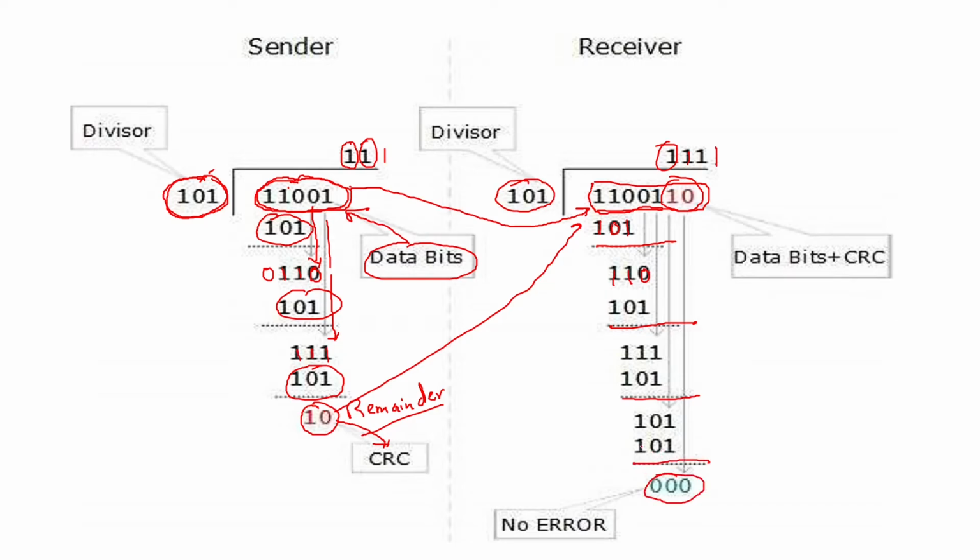When you divide the complete code word, that is data bits plus the remainder, with the same divisor, if the remainder comes as 0, then there is no error and the data is accepted. But if a remainder exists, then there is an error and the data will not be accepted. That means the same division process you did at the transmitter to find the remainder, you have done here with the complete code word. When you add the remainder to the actual data, the remainder for that process should come as 0. If it is coming 0, there is no error, data is accepted. If the last remainder at the receiver is not 0, then there is an error.